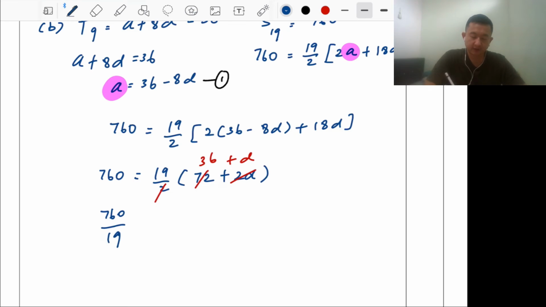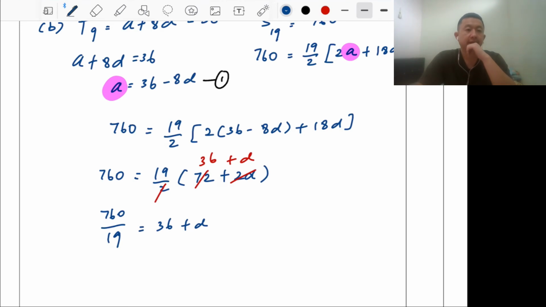760 divided by 19 equals 36 plus d. Is it going to be beautiful? No. Something is wrong. Let me check the working one more time.